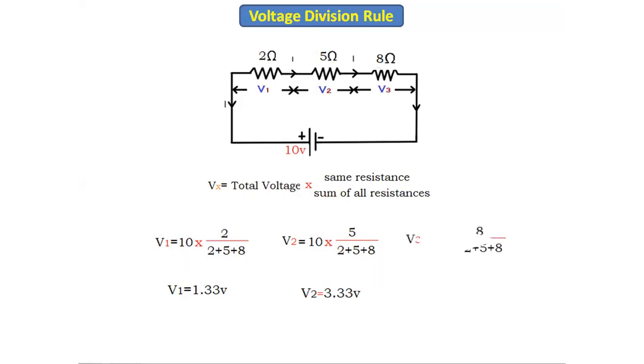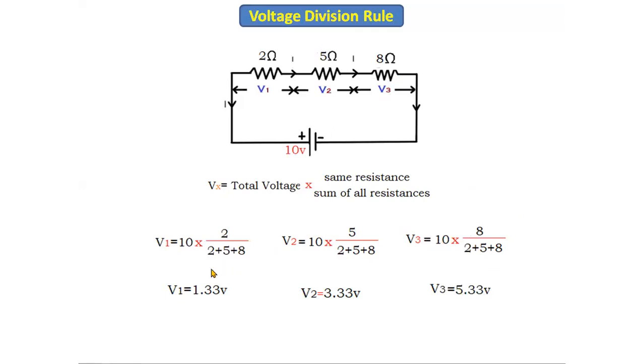Next, the V3 value. V3 is equal to the total voltage of 10 volts into the resistance of V3, which is 8 ohms, so 8 divided by 2 plus 5 plus 8. If we calculate this value, we get V3 equal to 5.33 volts.